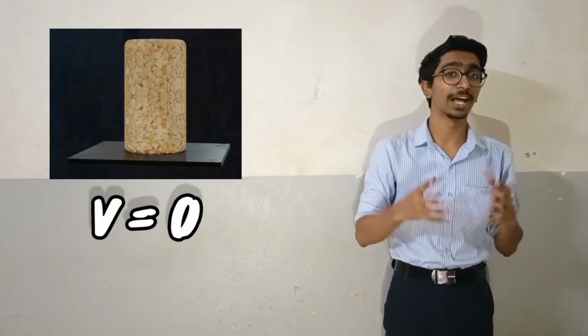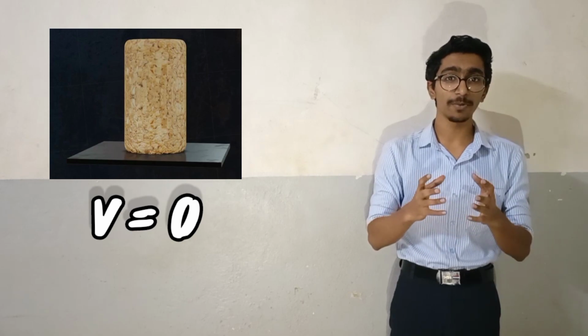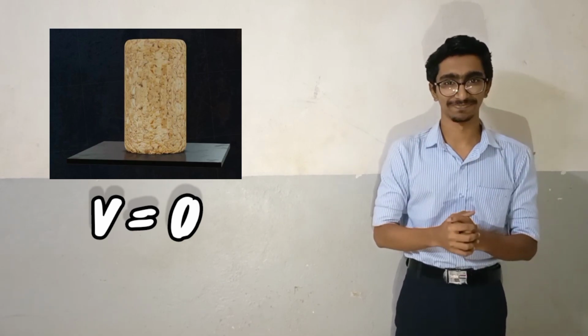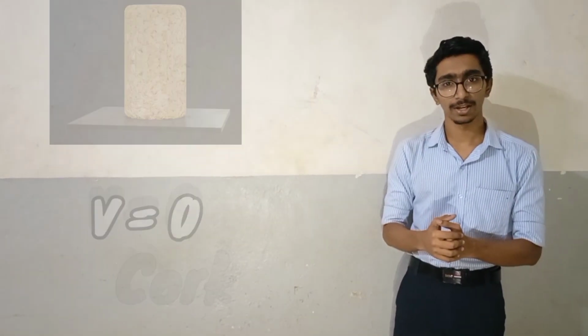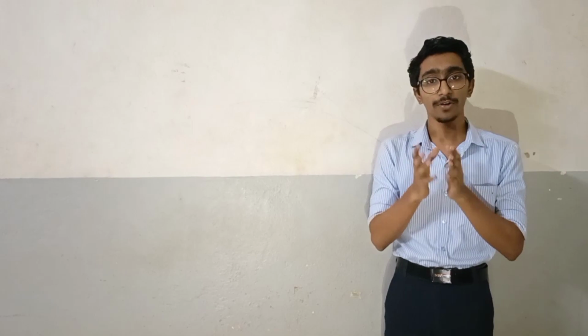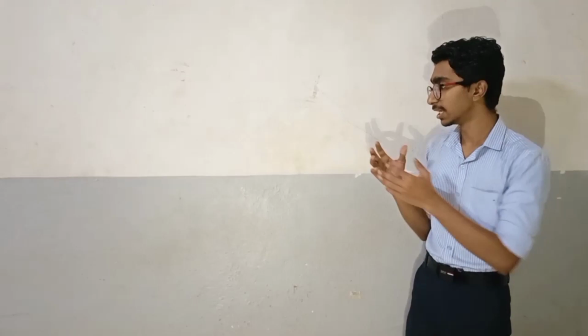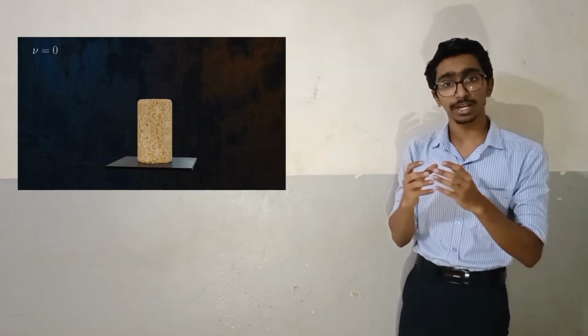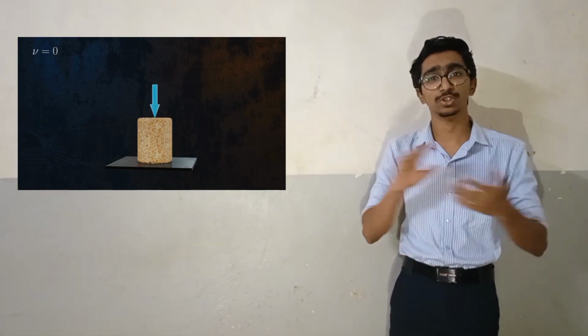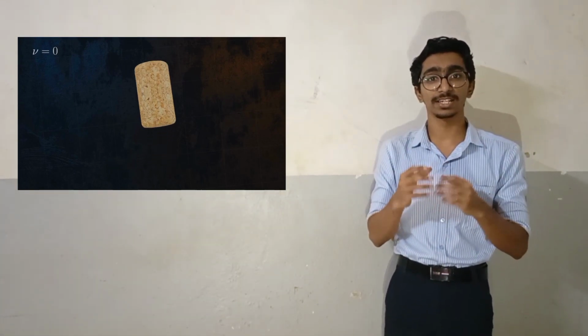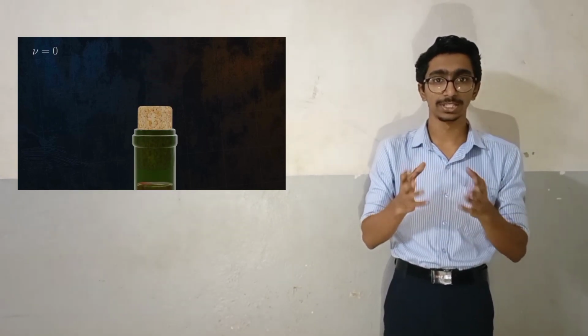But here we have an amazing material which has a Poisson's ratio of 0. That material is none other than cork. How is the value of Poisson's ratio 0? When there is a strain or a load applied in the longitudinal direction, there is no lateral contraction in the cork, or the material of the cork. So this is the amazing property of cork.